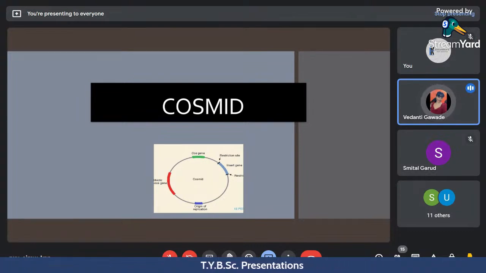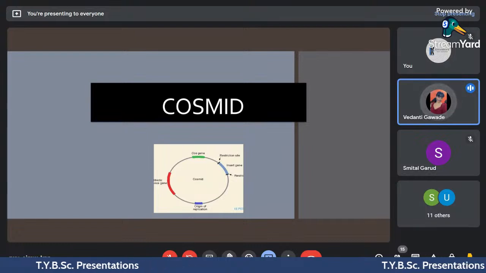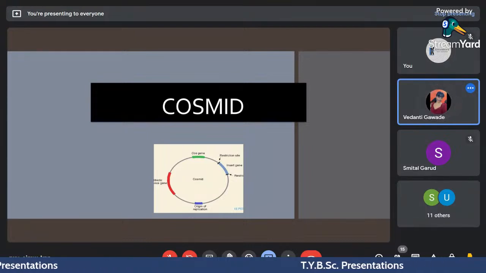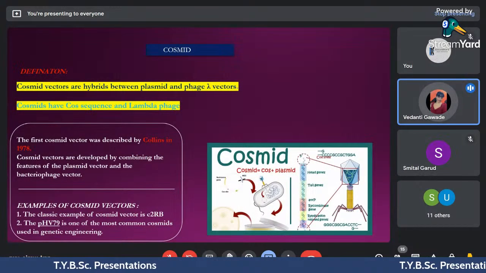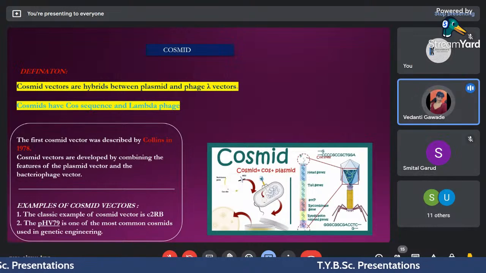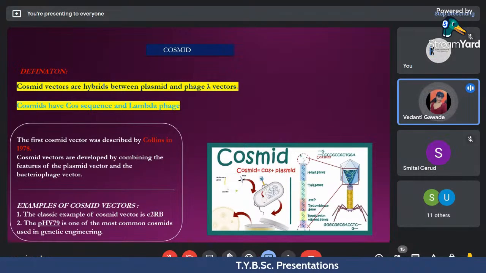My name is Vedanti. My roll number is 227310, and the topic which I am presenting is cosmid. So, what are cosmids? Cosmid vectors are hybrids between plasmid and phage lambda vectors. So, cosmids have a cos sequence and lambda phage.